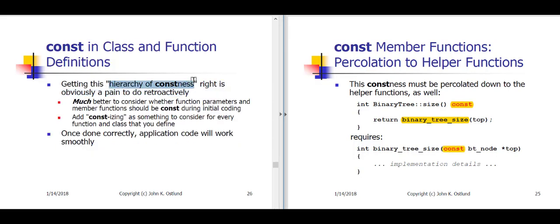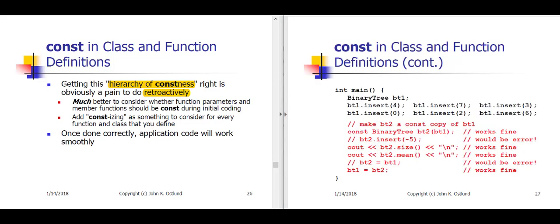Getting this hierarchy of constness correct in code that you already have written is pretty awful. Doing this retroactively is a pain. So now that you know about const member functions, it's much better to consider as you develop your class which of the function parameters and which of the member functions in your class should be const, so that you incorporate this constness from the ground up as you're developing your class.